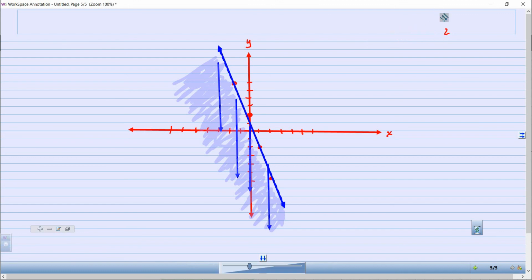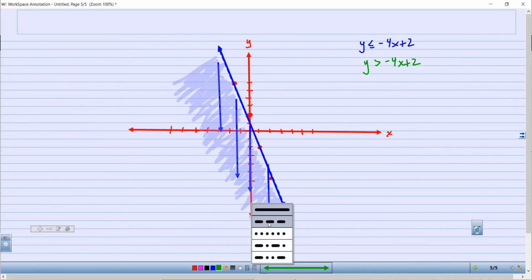In fact, let me do this. Let me change this to blue. All right, so the blue would be y is less than or equal to, what do we have, negative 4x plus 2. All right, and then let me do green. Y is greater than negative 4x plus 2. So if I were to do that, now that line would be dashed. Whoops, it's not dashed, Mr. Reeves. That line would be dashed. So I'm going to put the dashed line on top.